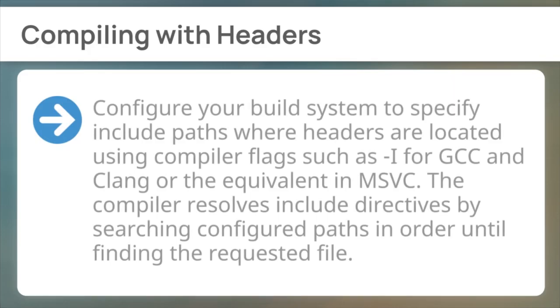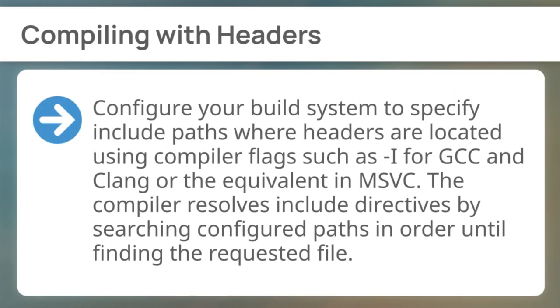Finally, compiling with headers. Configure your build system to specify include paths where headers are located, using compiler flags such as -I for GCC and Clang, or the equivalent in MSVC. The compiler resolves include directives by searching configured paths in order until finding the requested file.